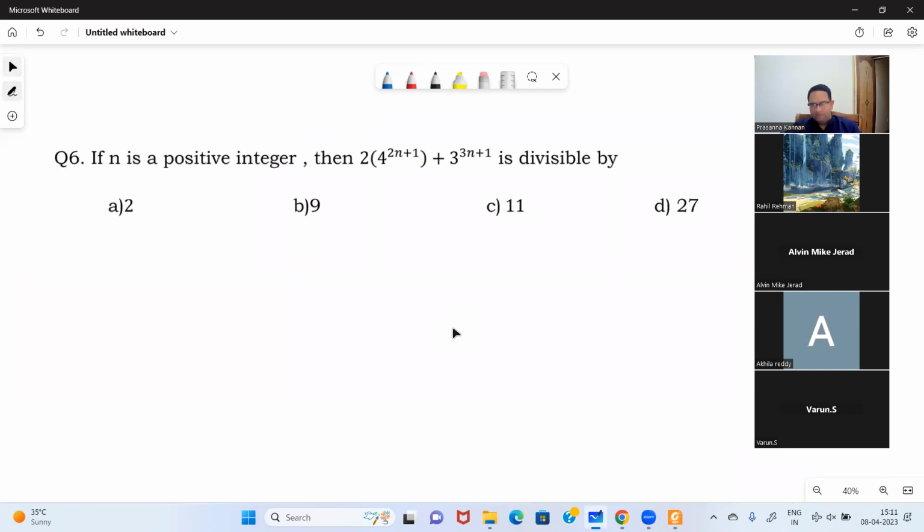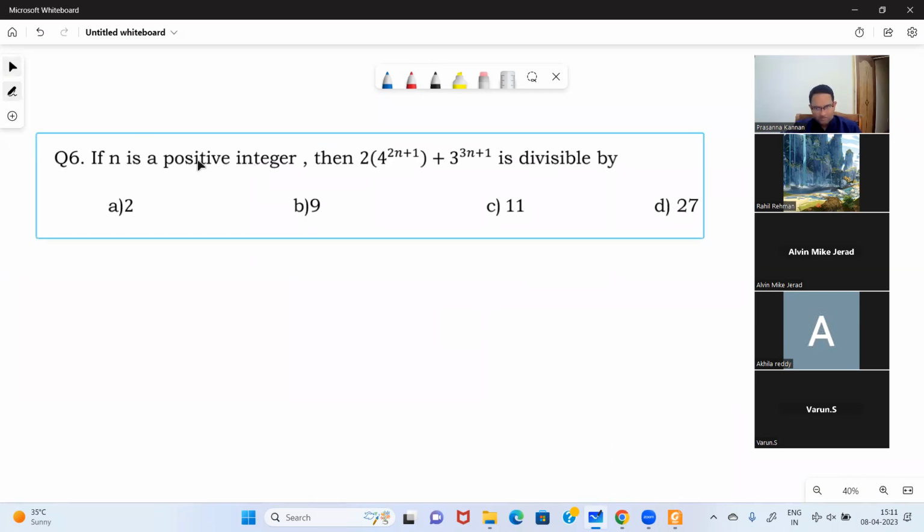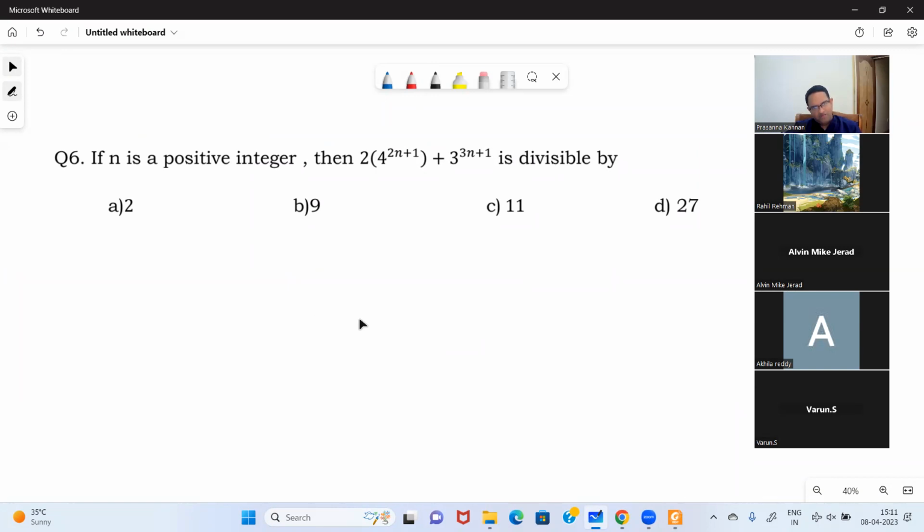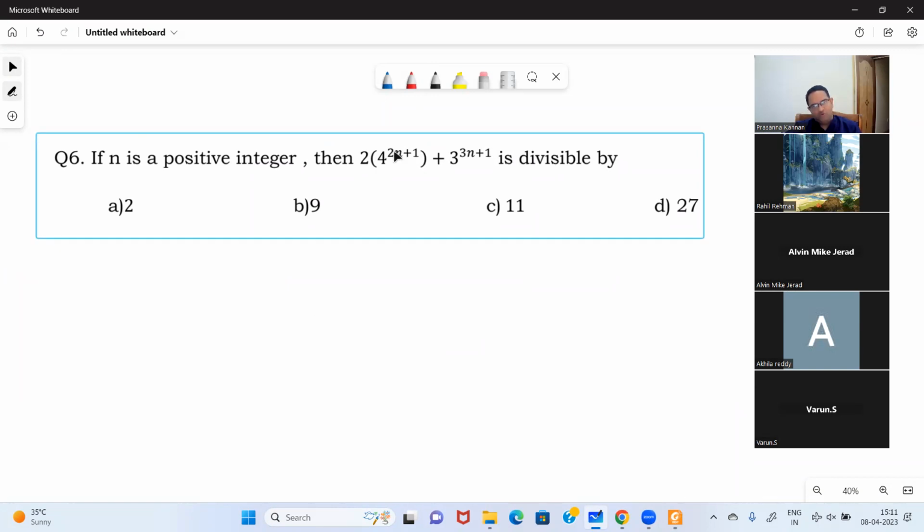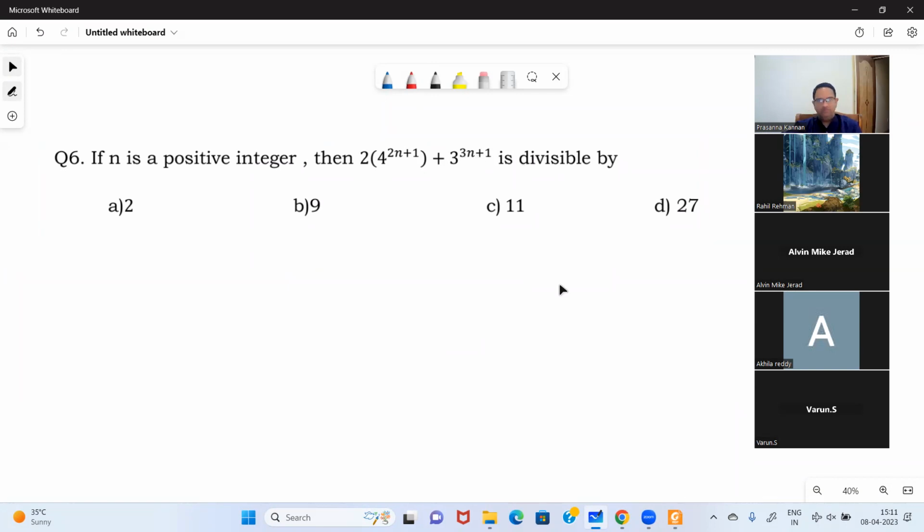Are you able to see the question? If n is a positive integer, then 2 into 4 power 2n plus 1 plus 3 power 3n plus 1 is divisible by? Of course, we can use binomial and expand and get it, but the fastest way would be to do substitution. For any positive integer this is valid, right? So substitute the simplest positive integer.